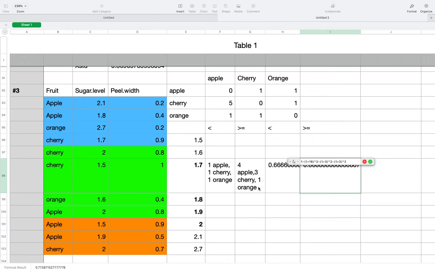Why? Because we have 4 apples, 3 cherries. 3 times 5 is 15. So basically the value becomes 15 for cherries and 1 orange. So that becomes 4 plus 15 plus 1, which is 20. The first one is for apples, 4 divided by 20. Then we have our 3 cherries, and that is going to be 3 divided by 20. And then finally, it's the orange, which is 1 divided by 20.